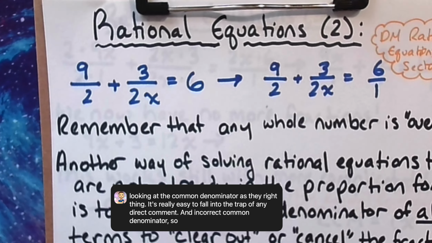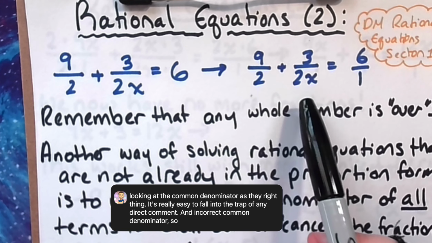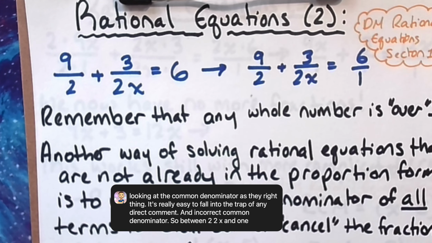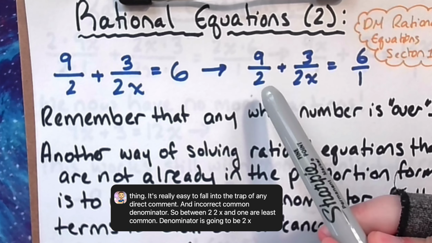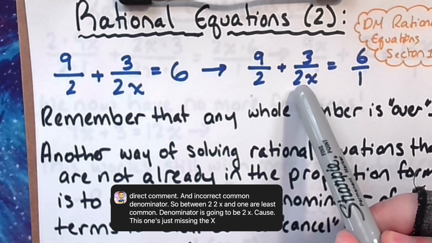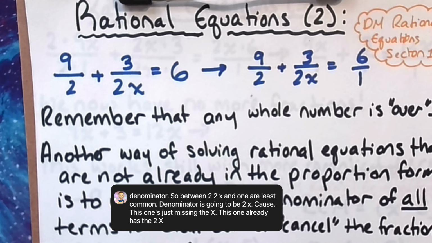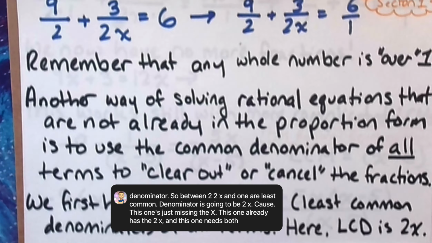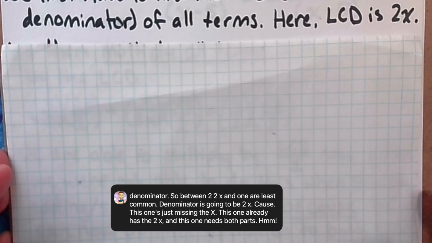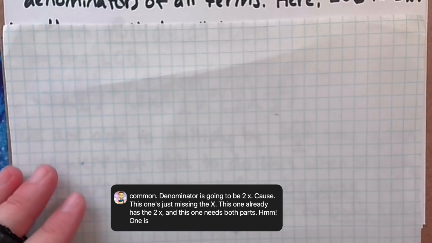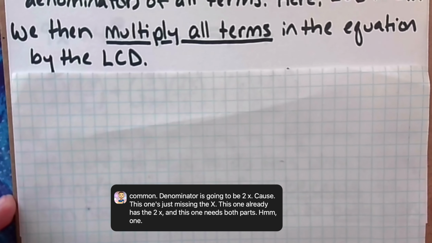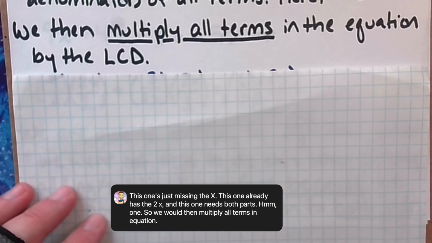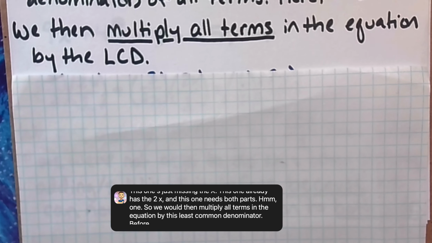So between 2, 2x, and 1, our least common denominator is going to be 2x. Because this one's just missing the x, this one already has the 2x, and this one needs both parts. But the 1 is easy to work with. So we would then multiply all terms in the equation by this least common denominator, or just common denominator, depending on what we're doing.